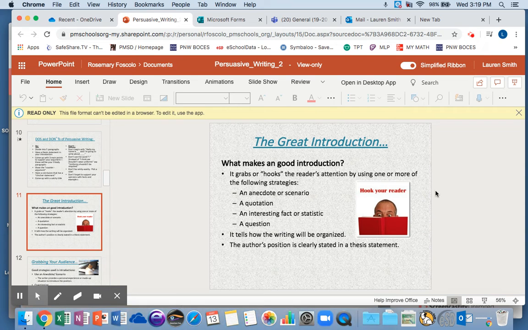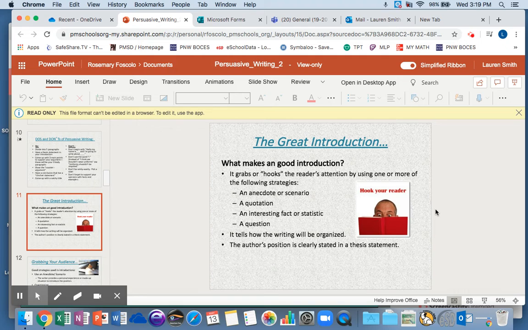Okay, so today we're going to talk about our introduction. What makes a good introduction? It grabs or hooks the reader's attention by using one or more of the following strategies: an anecdote or scenario, a quotation, an interesting fact or statistic, a question. It tells how the writing will be organized. The author's position is clearly stated in the thesis statement.